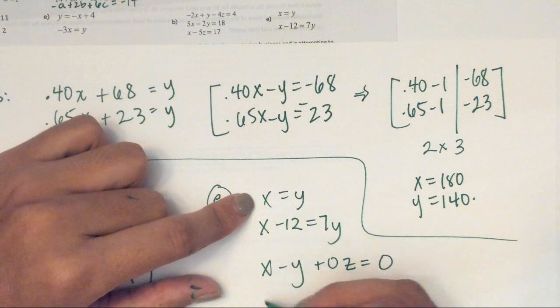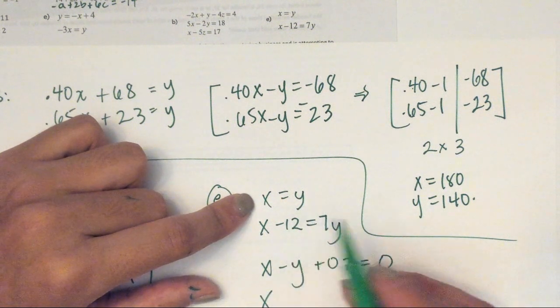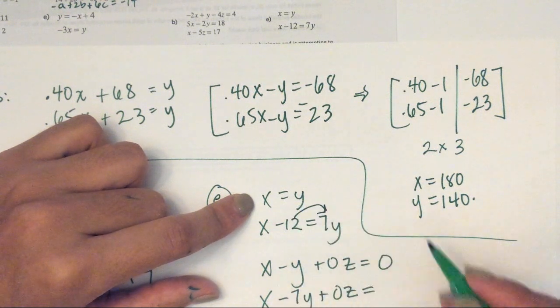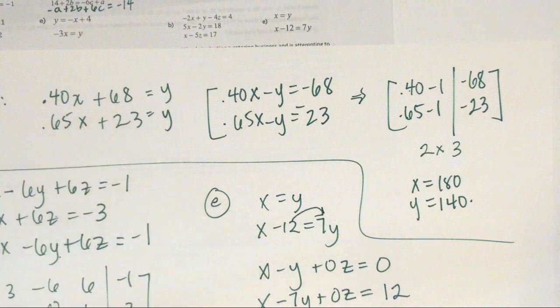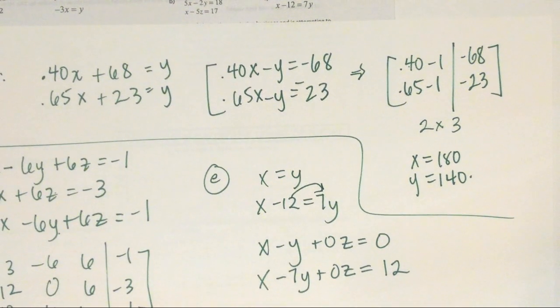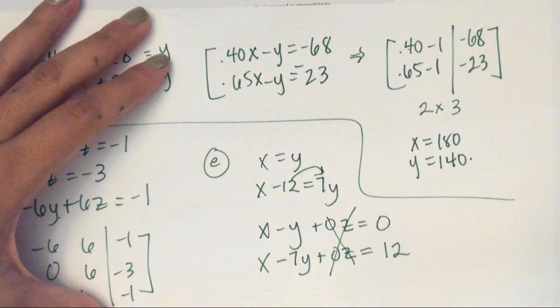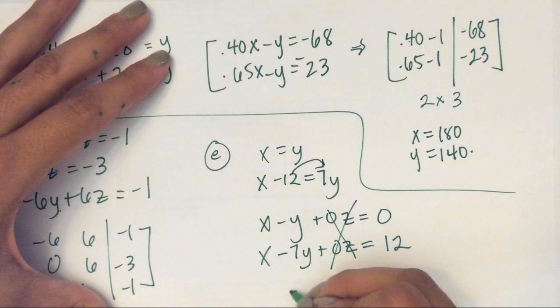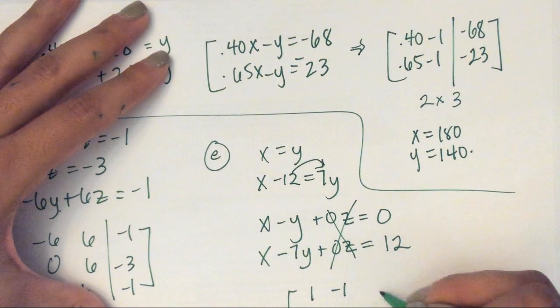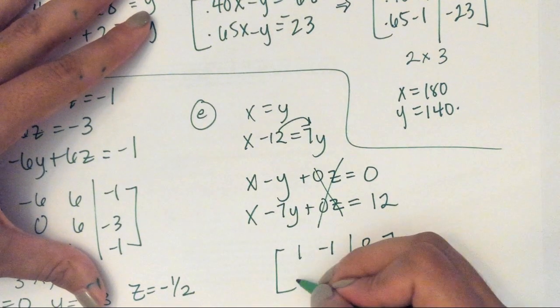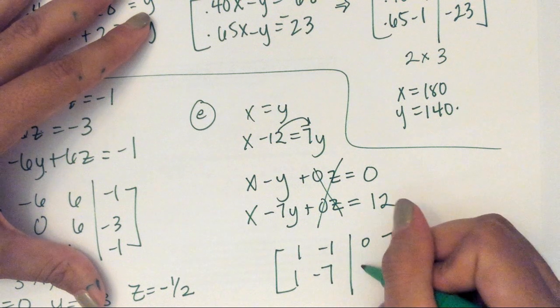And then I have x. I'm going to move the 7y over, so you get negative 7y. There's also no z value, and then I move this 12 over, so you get positive 12. Alright, you see right here, since we have no z value, I can already get rid of that and just make it into a smaller matrix. So it's going to be 1, negative 1, 0, and then 1, negative 7, 12.